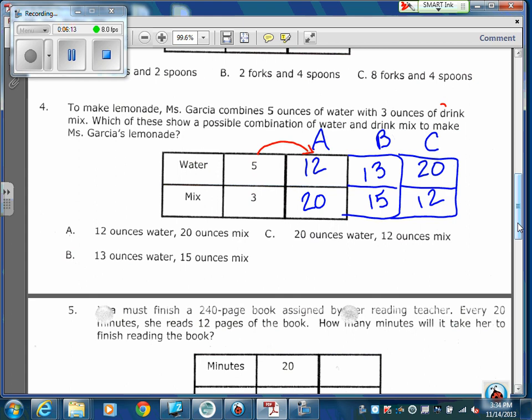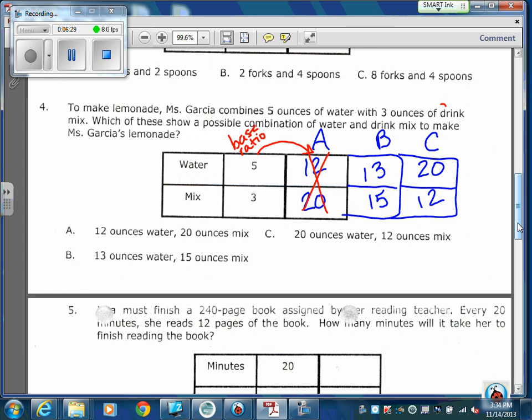So the first thing I look at is the 5 to 3. Can I get it any smaller? No, it's already at a base ratio. So this one can't be true because it does not increase at a particular rate.